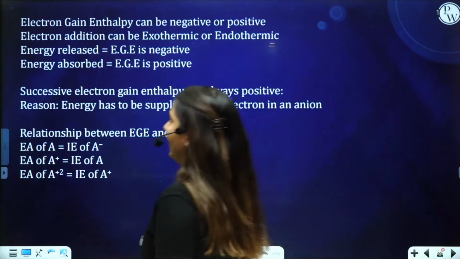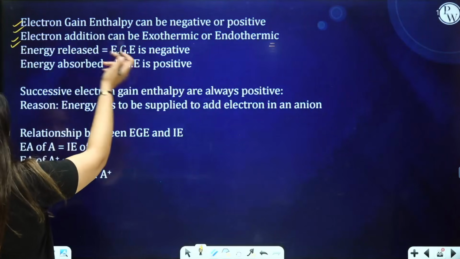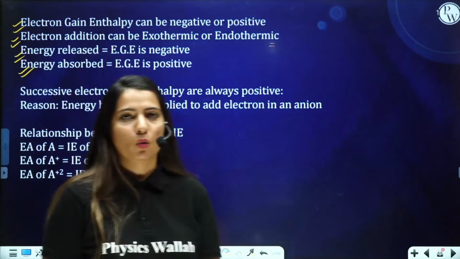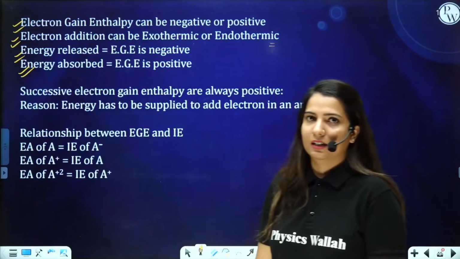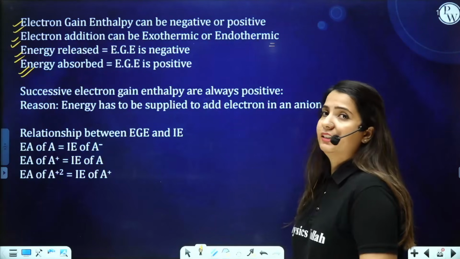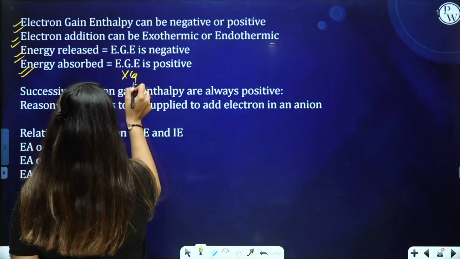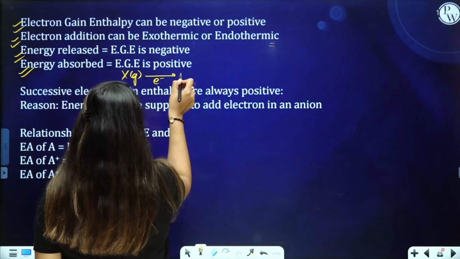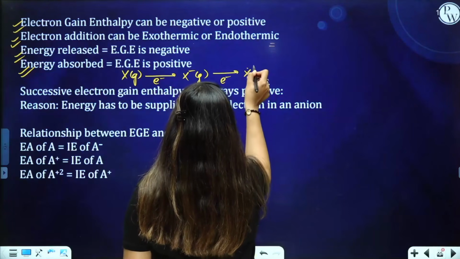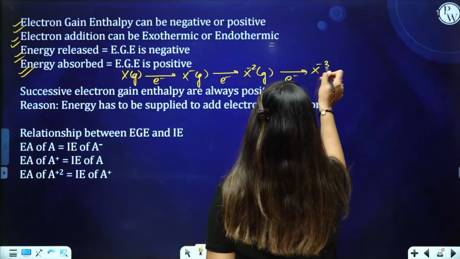Electron gain enthalpy can be negative, can be positive. I have already told you that this can be exothermic, endothermic. If energy is released, it is negative. If energy is absorbed, or you require energy to add an electron, electron gain enthalpy is positive. Successive electron gain enthalpies are always positive. Now what do you mean by that? Let's say I have a gaseous atom X. You accept an electron into that, it becomes X negative gaseous. You add one more electron, X minus 2 gaseous. You add one more electron, it is X minus 3 gaseous.